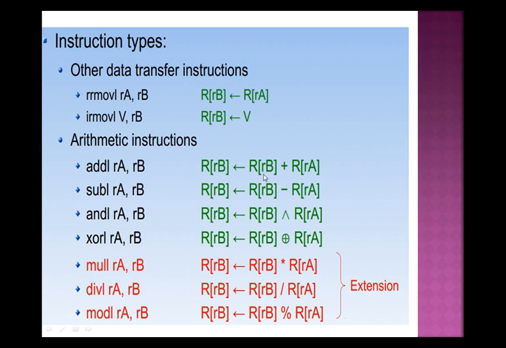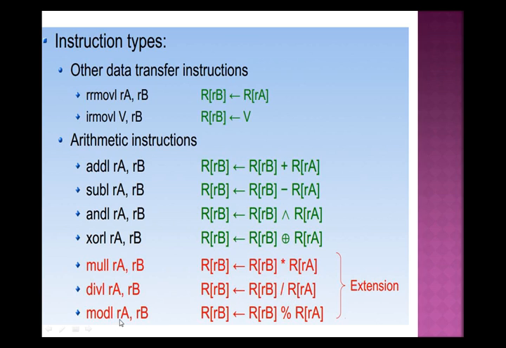This is the explanation. This is used for addition. This is used for subtraction. This is used for finding the AND operation. This is used for finding the XOR operation between the contents of the registers. This is used for multiplying the contents, that is, multiplying the registers RA and RB. Then dividing the registers RB and RA.